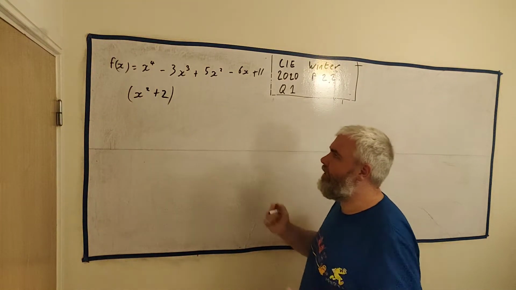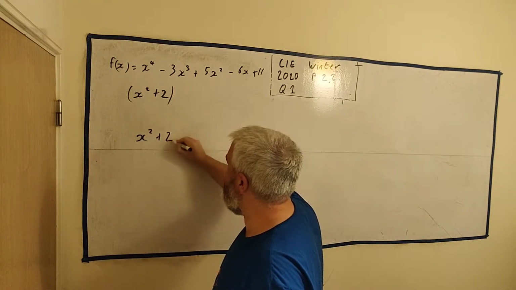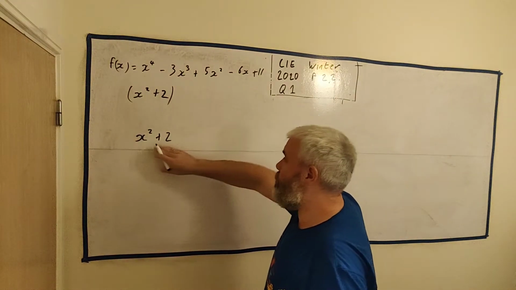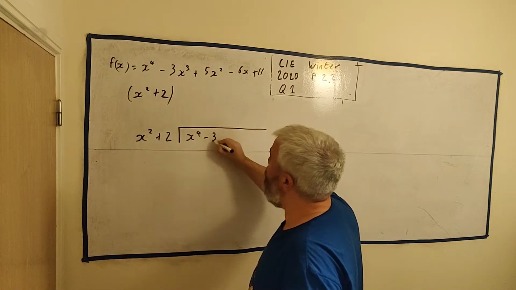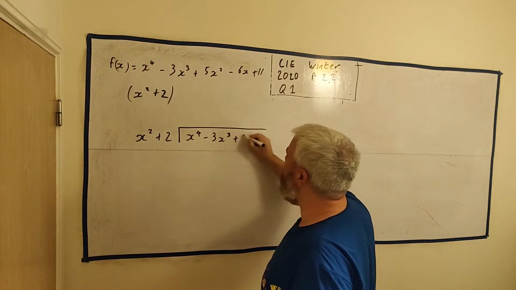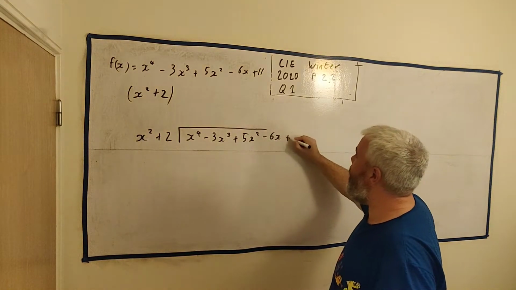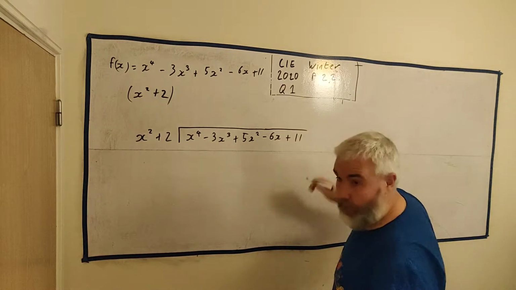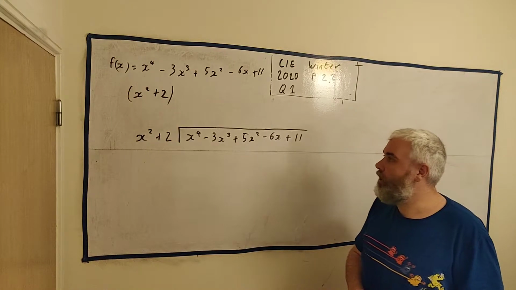Now they ask us to divide one into the other. I'm going to write that like this: x squared plus 2 divided into, and I'll just jot this one down. After we divide this in, what they've actually asked us to find is the quotient and the remainder. So the first part of this question is understanding what those two words mean: the quotient and the remainder.